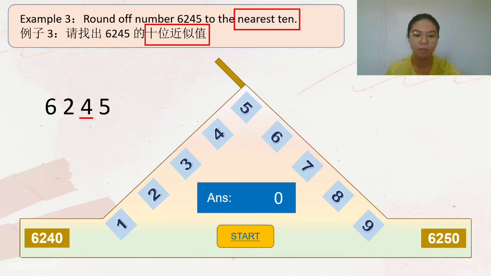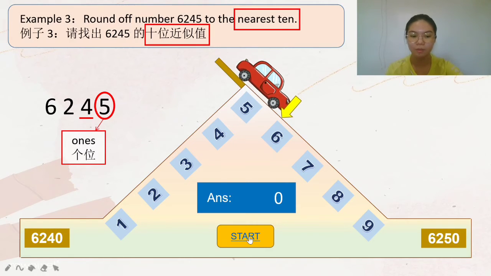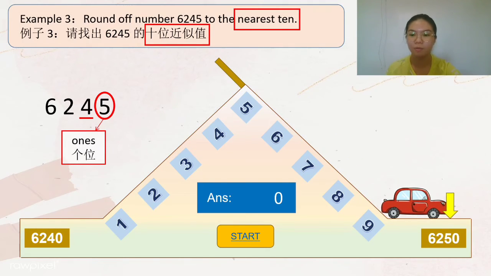So I jot out the number here. And next, we will look at the next digit of the rounding place, which is also the decision place. So the next number place is ones, and the digit shown is 5, which means we need to put the toy car at the position 5. And we know that 5 is at the downhill, so after we place the toy car and then press start, the toy car will slide down and move forward to 6,250. So the final answer of this example is 6,250.